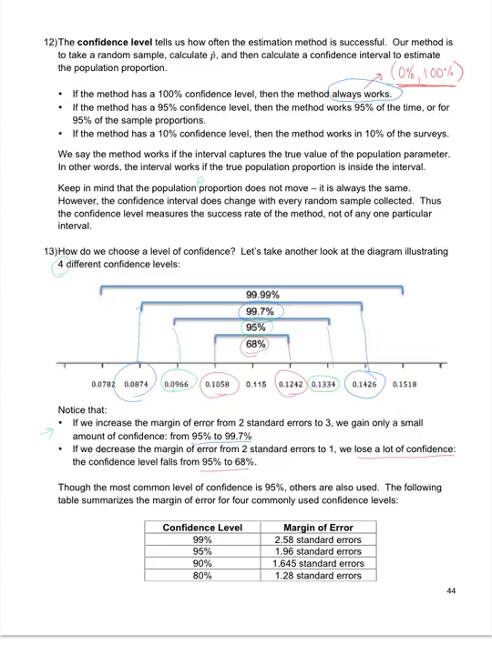So the most common confidence level is 95%, though others can also be used. The following table summarizes the margin of error for 4 commonly used confidence levels. Commonly used doesn't mean it's an exhaustive list. So you have 99%, 95%, 90%, 80%. Notice these 3 are not in the table above or in the picture above, so we've got even more examples. Also notice for the 95% confidence level, we're not actually using 2 standard errors, but the more exact value of 1.96 standard errors.